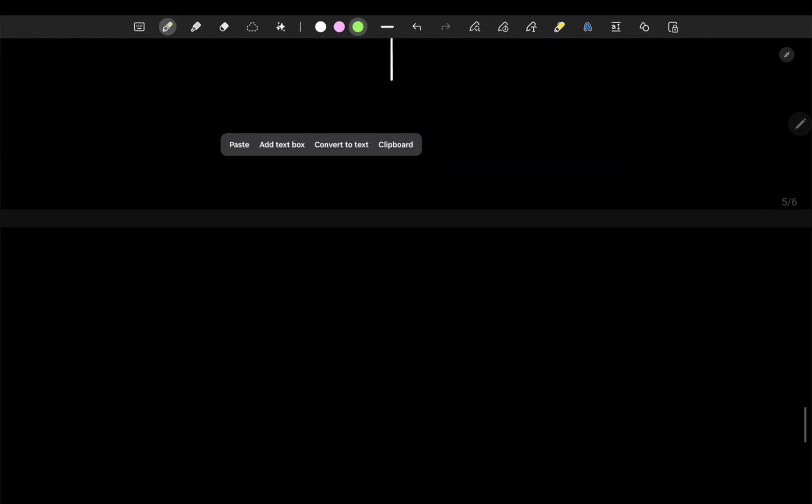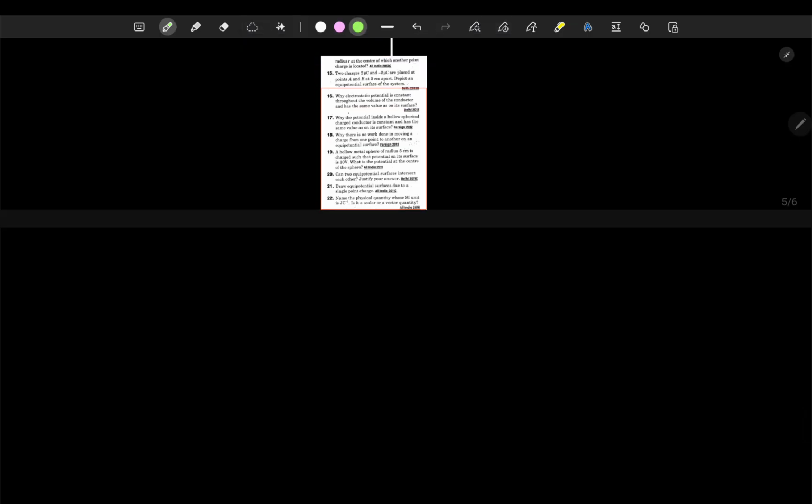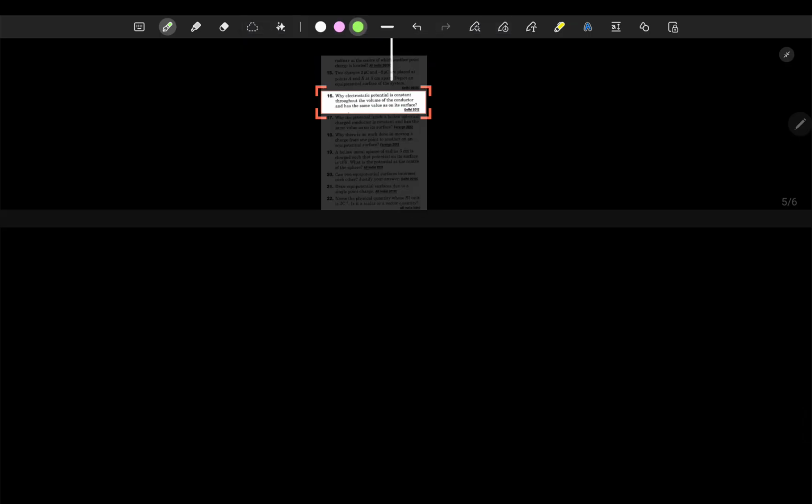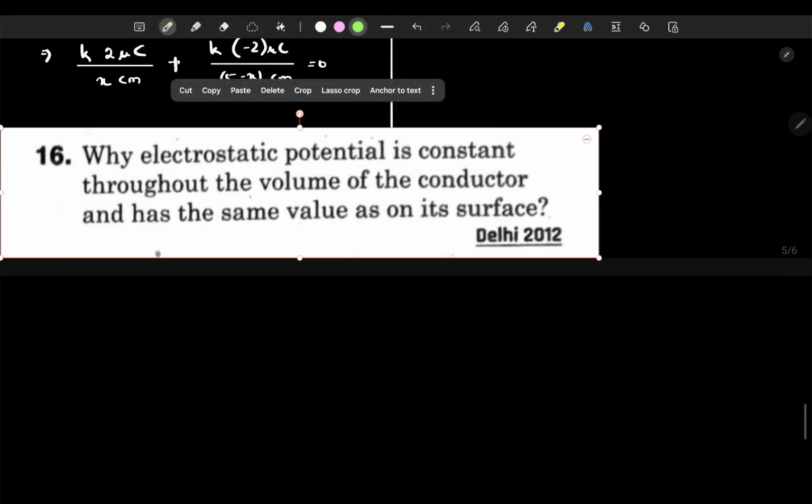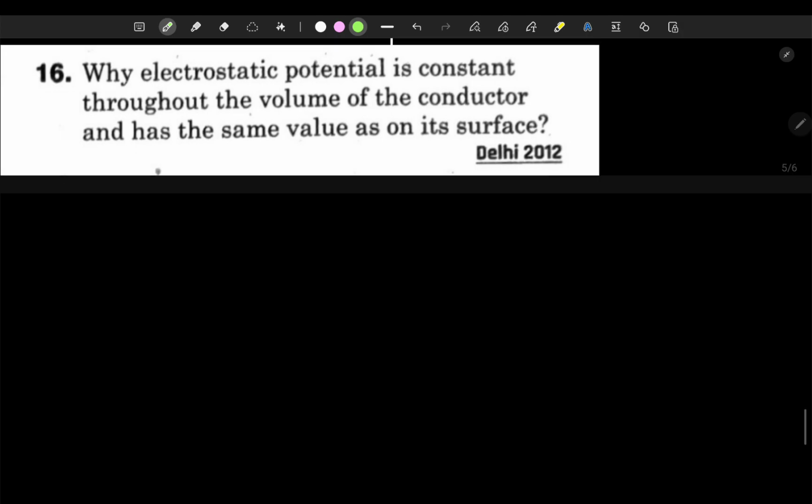According to question number 16, it is asking why electrostatic potential is constant throughout the volume of a conductor and has the same value as on its surface. Suppose this is your conductor. In the first chapter we have discussed, you may go through the lecture, all the contents related to your first chapter are available on my channel. So let us consider this is your conductor.